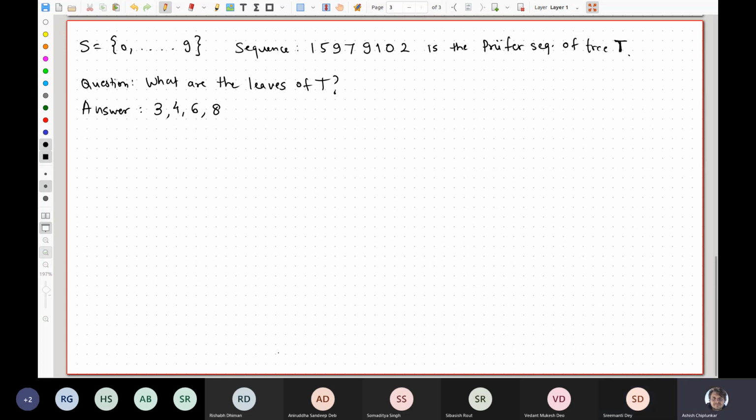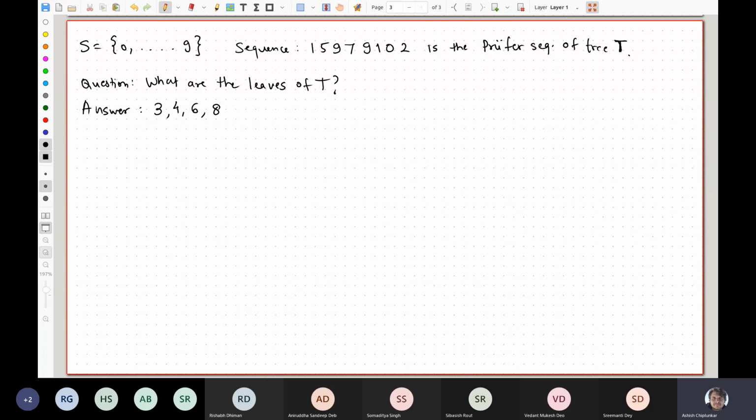Okay. Good. So what did we say last time? We said that because 3, 4, 6, 8 do not appear in the sequence, these must be the leaves. So one thing is clear, that a leaf will never appear. So something that does not appear in this Prüfer sequence has to be a leaf. Is that clear, or is the other way clear? Shrimanti, which way is clear for you? It is clear that a leaf node cannot occur in the Prüfer sequence.